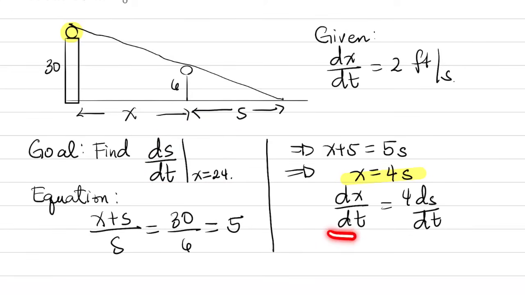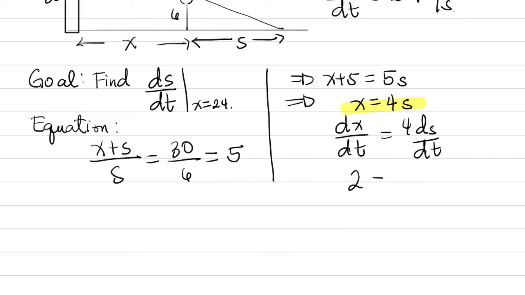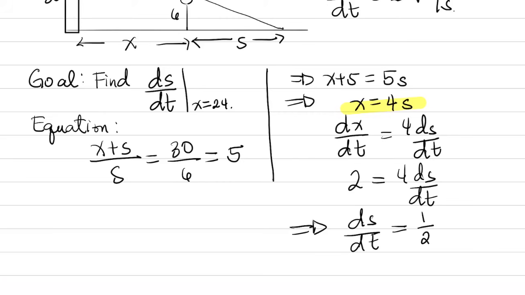Okay? So do we know dx over dt? Yes, that is 2. So we plug in 2 in this equation. Okay? So we have 2 equals 4 ds over dt. Now, that means that ds over dt is equal to 1/2 feet per second. So that means Andy's shadow is increasing at a rate of 1/2 foot per second. Okay? So that is the first part of the problem.